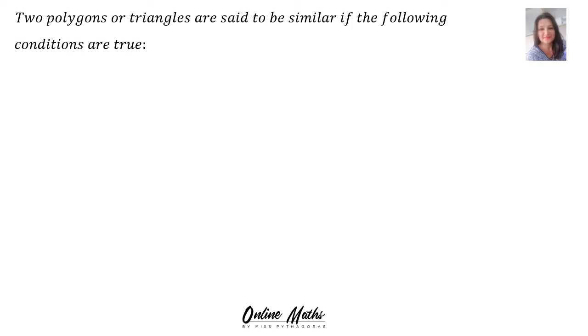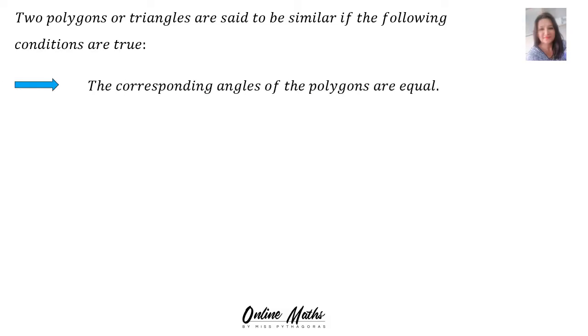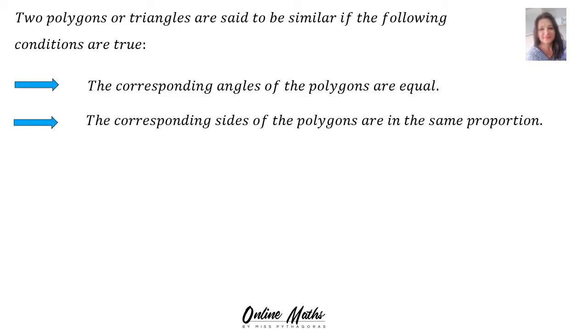Two polygons or triangles are said to be similar if the following conditions are true. The corresponding angles of the polygons are equal and the corresponding sides of the polygons are in the same proportion. The symbol we use for similarity is 3 vertical stripes.